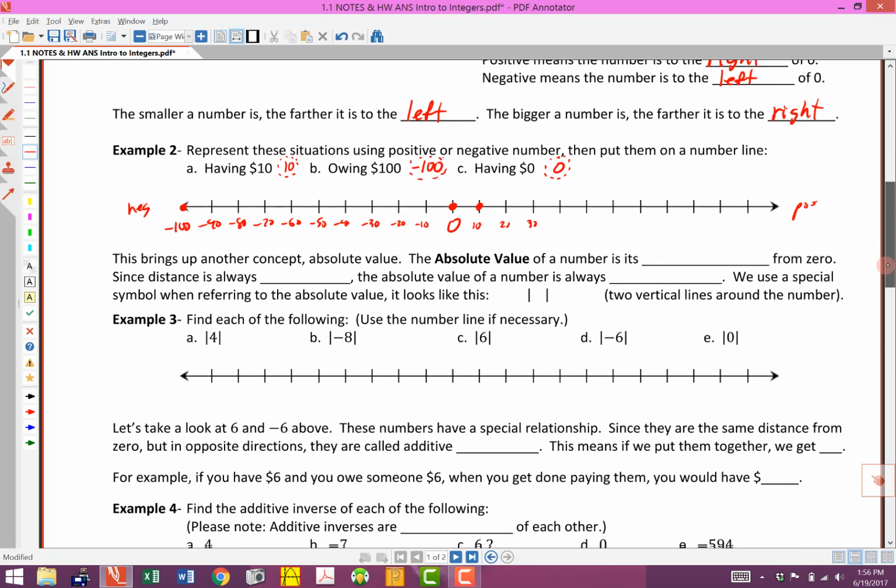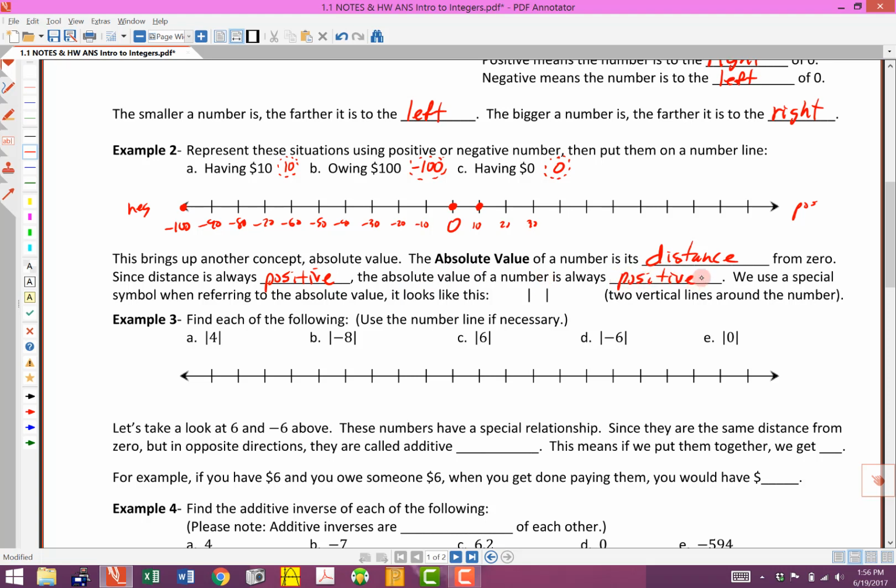Well, this brings up another concept, and that's the concept of absolute value. And you may have heard of absolute value, but I want to make sure that you understand what absolute value is. The absolute value of a number is its distance from 0. It's its distance from 0. So we're always talking about distance here when we're talking about absolute value. So since distance is always positive, that means the absolute value of a number is always positive.